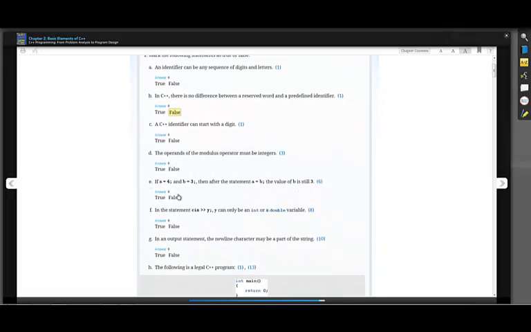Letter D: the operand of a modulus operator must be an integer. All right, this is true. If you remember, the mod gives a remainder. The operand must be an integer, so the remainder has to be a whole number, an integer. So that answer is true. D is true.